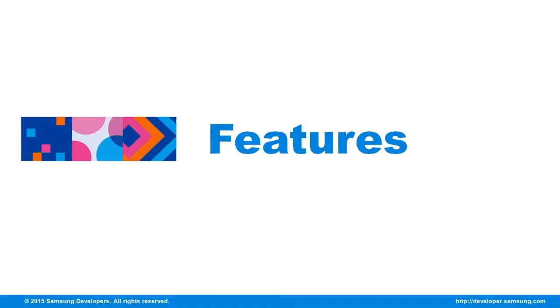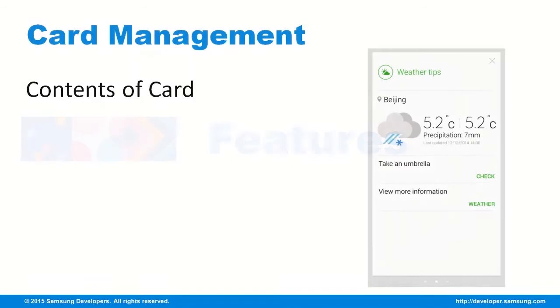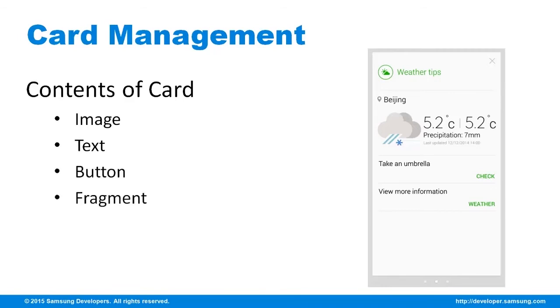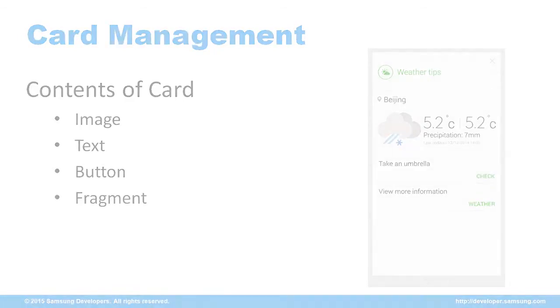Let's take a look at what comprises the SDK. The main concern here is the card. This contains the information that the app wishes to deliver to the user. It may contain images, text, buttons, and fragments to aid in efficient information relay.